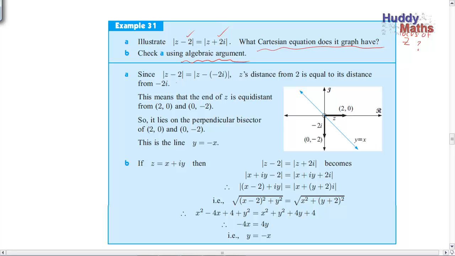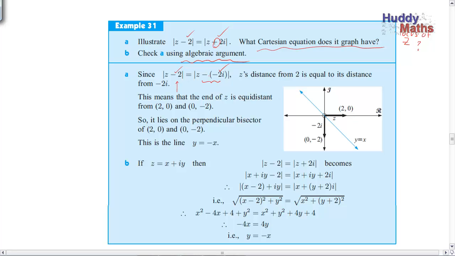So what does this mean? This means the distance of Z from 2 is equal to its distance from 2i. Notice that tricky thing in here. You can't work with plus 2i. That does not infer a distance between Z and 2i. It's got to be Z take away, so it's Z take neg 2i. So let's go to these points.